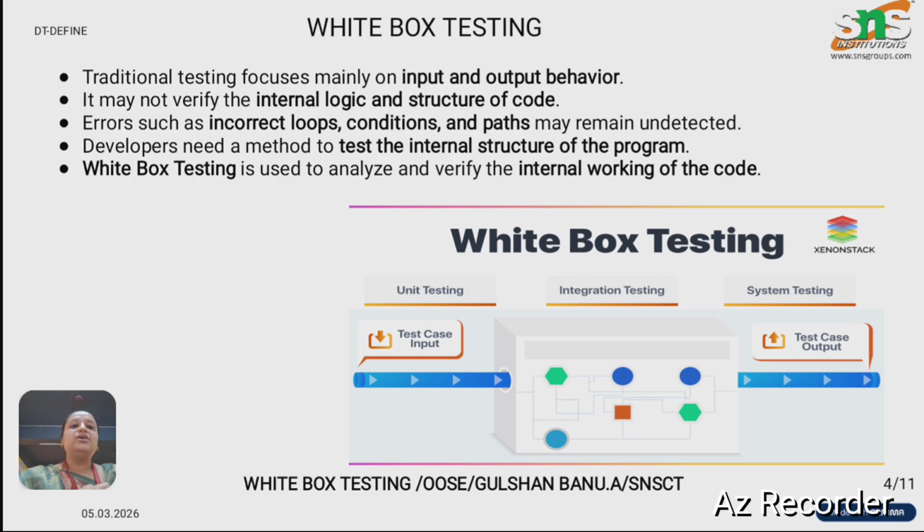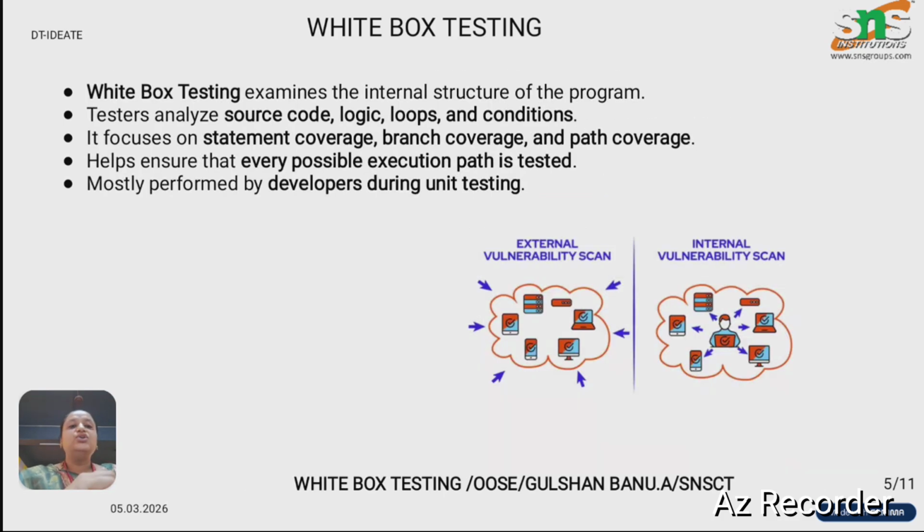Now, unit testing involves, just refer to the diagram, different kinds of test case inputs. White box testing involves different kinds of processes like integration testing and other processes, in which it has different structural testing patterns based on the program. After that, the test case output will be evaluated. So white box testing examines source code, logic, loops, conditions, etc.